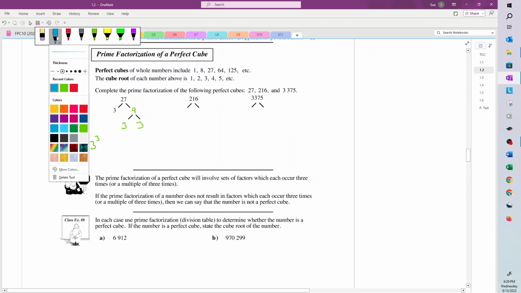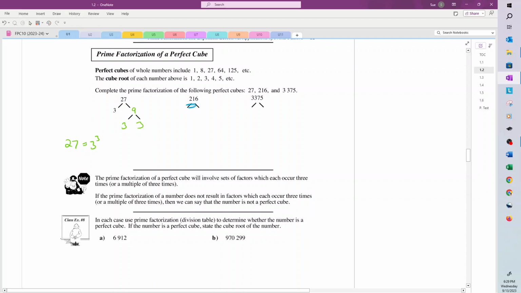216. I'm not going to use the factor tree for that because I just find them not helpful. I like this so much better. So I can divide that by 2 and I get 108. I'm sure you've noticed by now that sometimes I go down the page and sometimes I go across the page. It just depends on what space I have available to me, which one I think is going to work better.